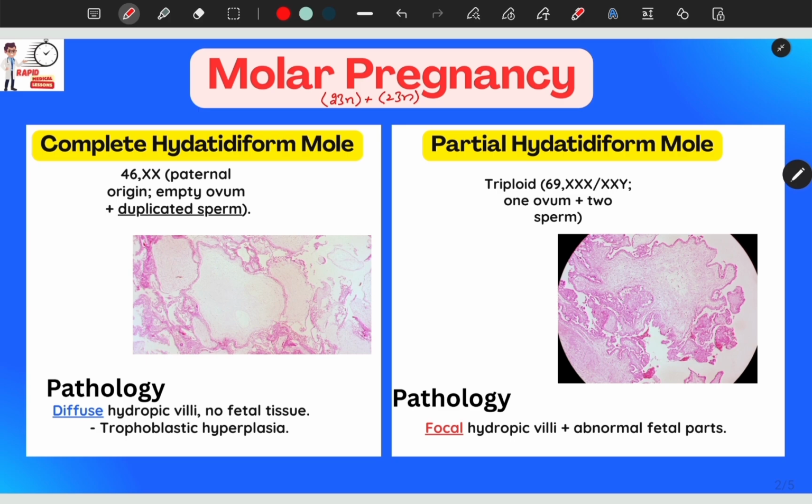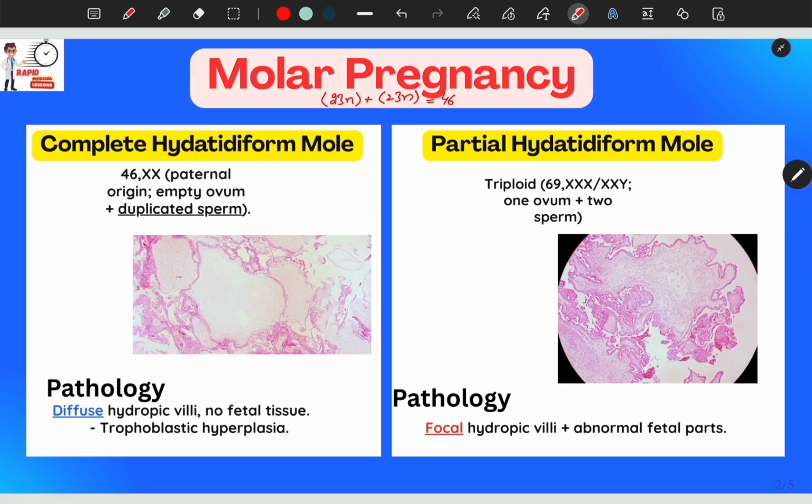both sets of chromosomes, both haploid sets, come from the father. In a normal pregnancy, one set comes from the mother and the second set comes from the father. But in molar pregnancy, both sets come from the father. So there are two types of molar pregnancy. One is complete hydatidiform mole, and the other is partial hydatidiform mole. I forgot one thing. Molar pregnancy is also called hydatidiform mole.